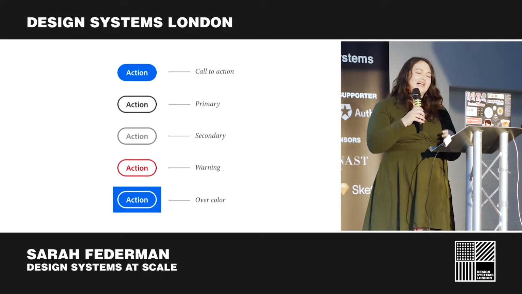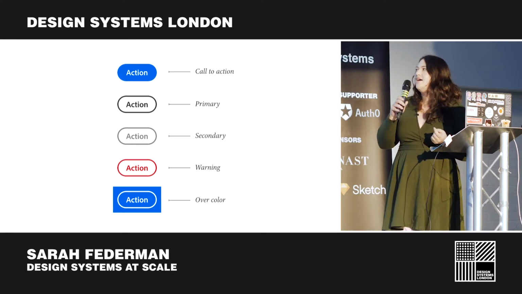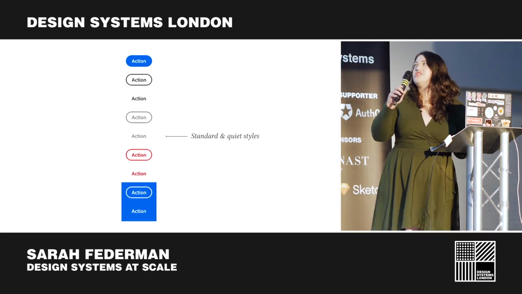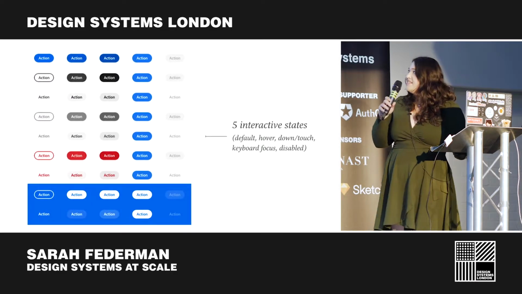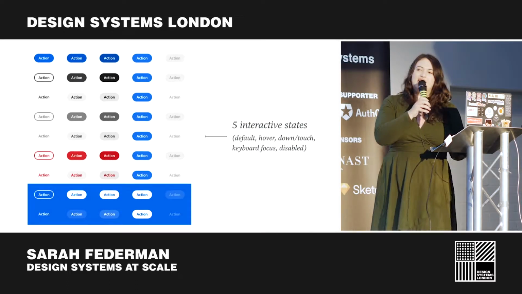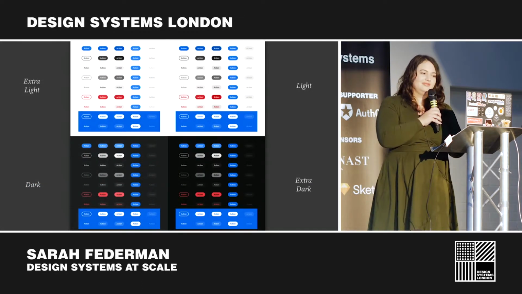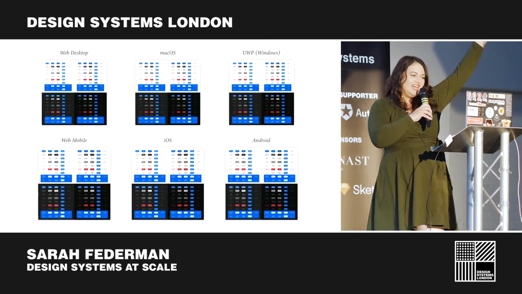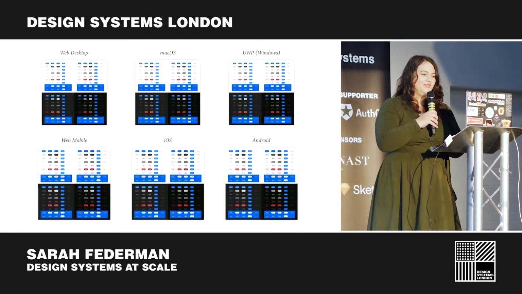Why? Well, we have variations like our call to action, our primary button, our secondary button, our warning button, our over color button. We have subtle versions of each of those things, so it's less intrusive in your design. And then states like default, hover, down, touch, keyboard focus, and disabled. 4 color themes, as we talked about. And 6 different platforms. So we get these giant grids of buttons, and this is just buttons. We have this for every component.